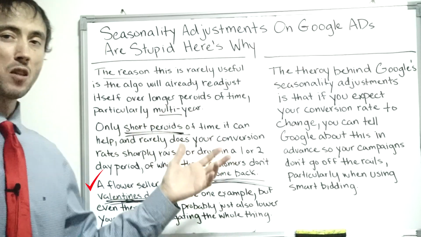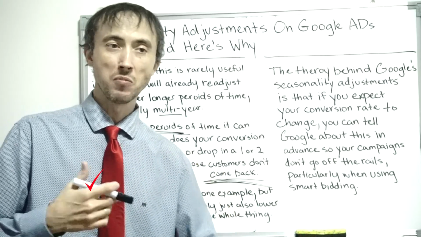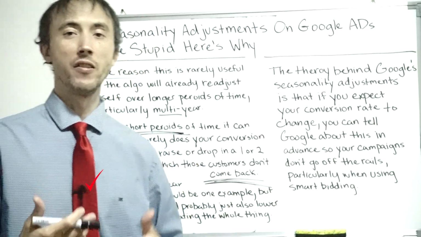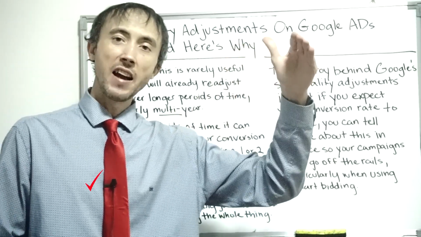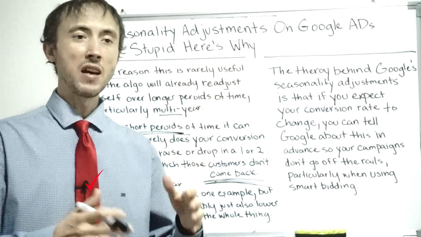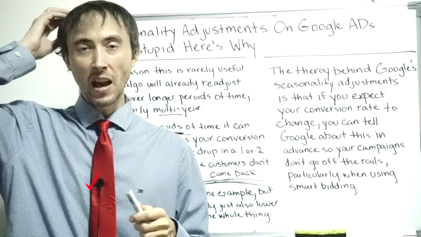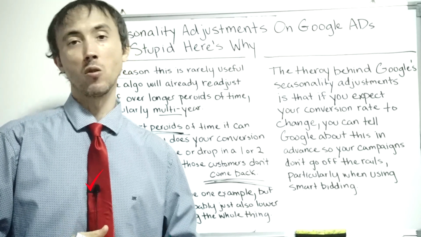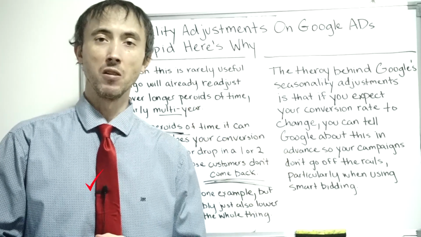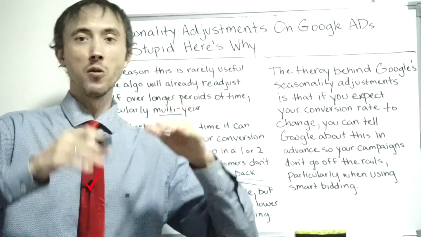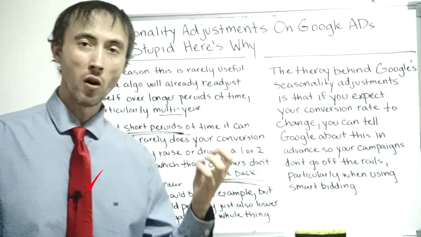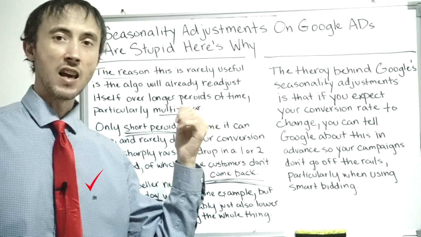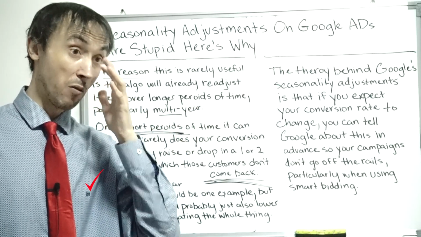And like I said in the beginning, if you do have seasonal adjustments, like literal, actual ones where the summer's higher and the winter's lower, you make the adjustments on the budget level and using the target ROAS or target CPA level, going up and down on those. That's a better way of doing it. It'll get you more results than the seasonality adjustment itself.